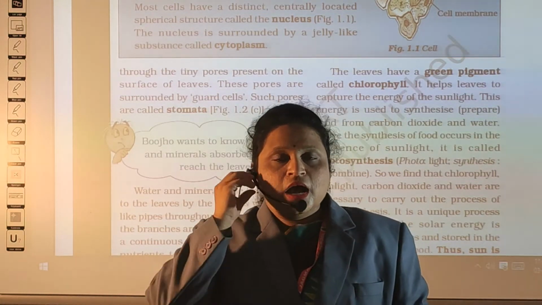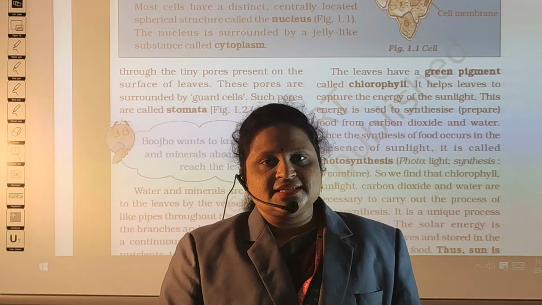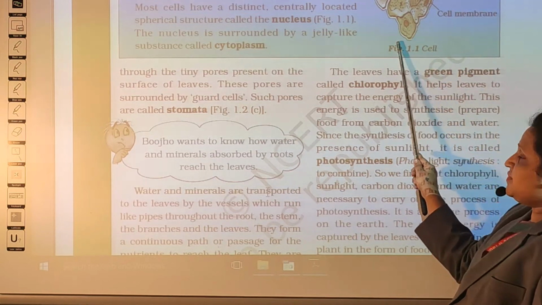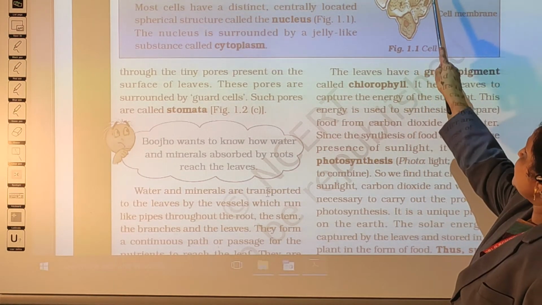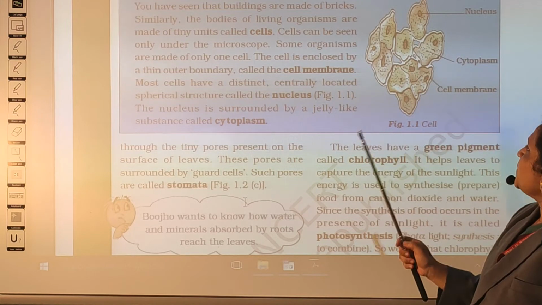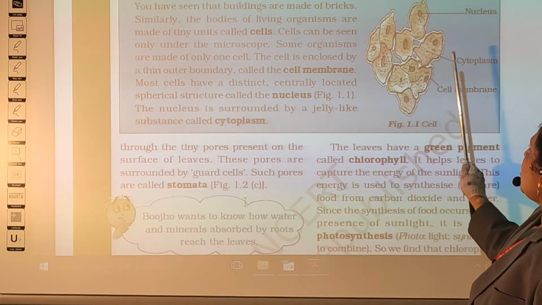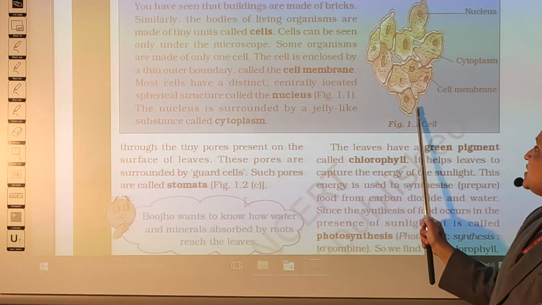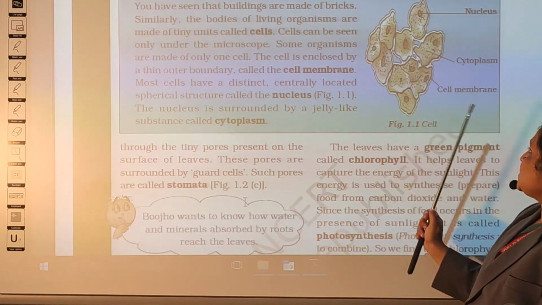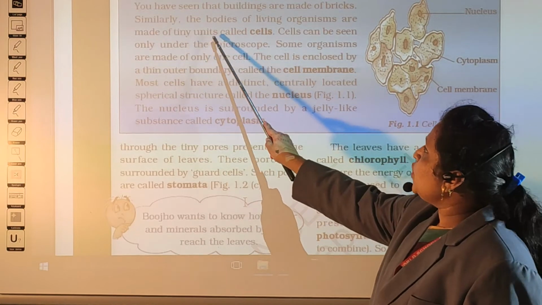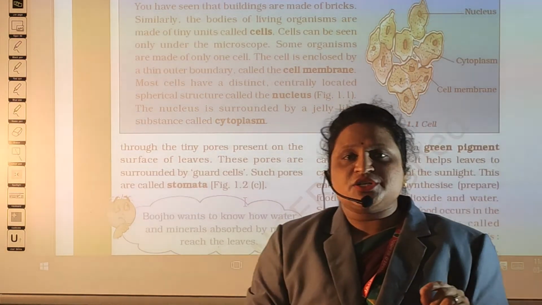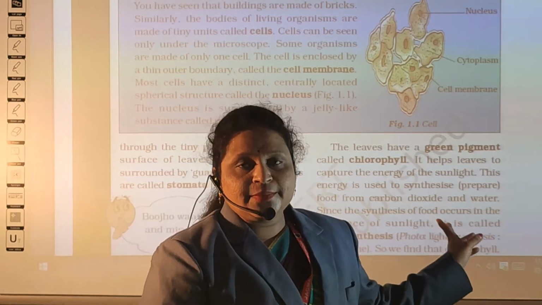plants also. But human cells are different and plant cells are different. So what is meant by a cell? Here is the structure of a cell. In the center, this oval or spherical shape is called the nucleus. Some liquid is there, called the cytoplasm, and there is one cell membrane. It helps give shape to the cell, so it is called the cell membrane. A tiny unit is called a cell. A cell is the tiny structure that is part of our body or of plants.